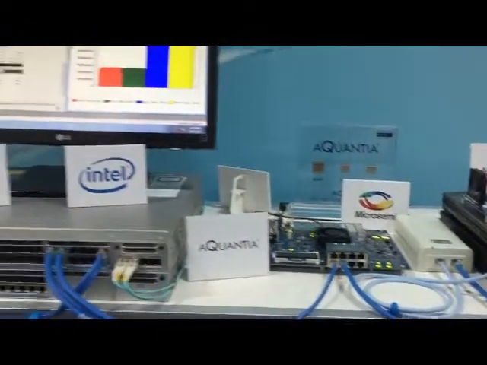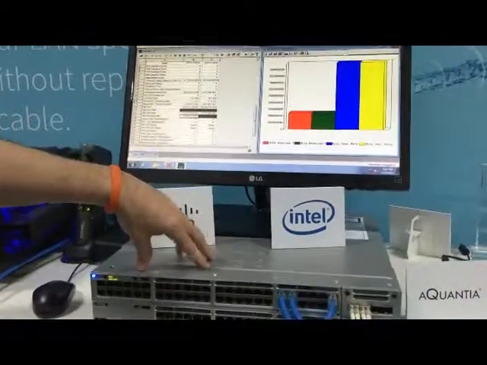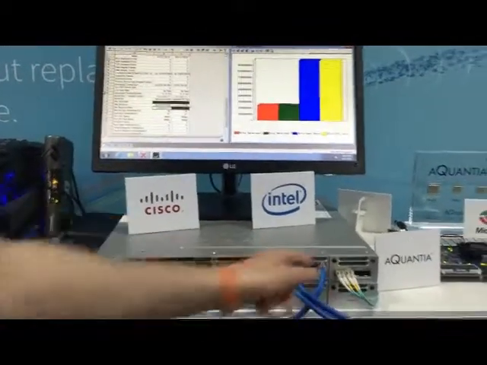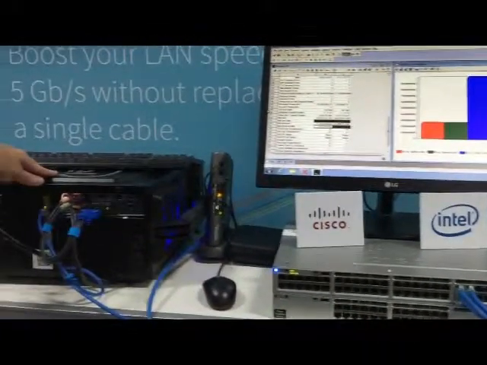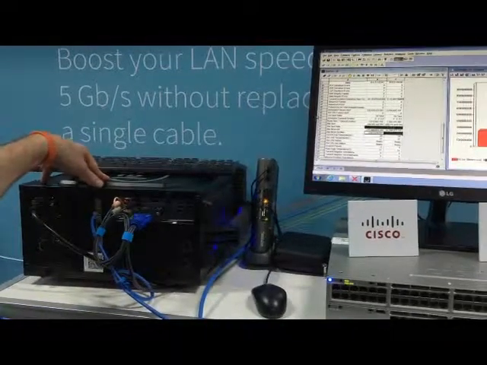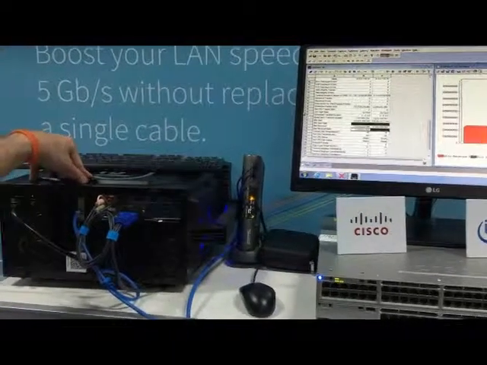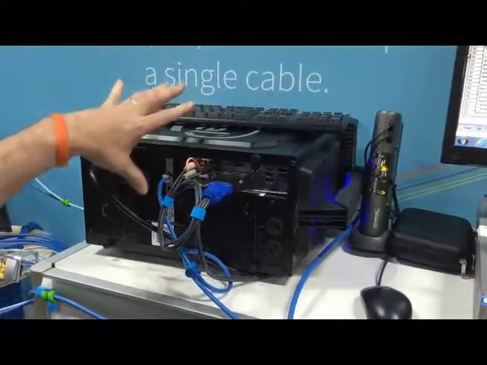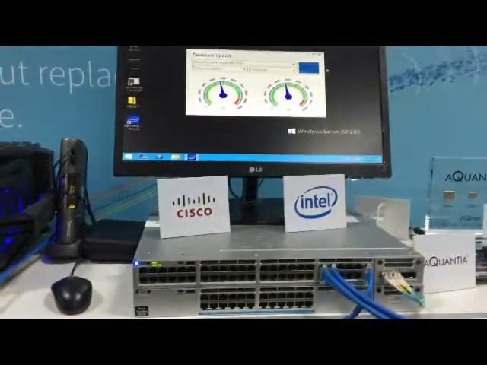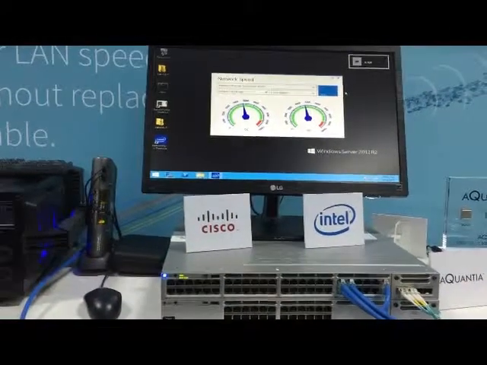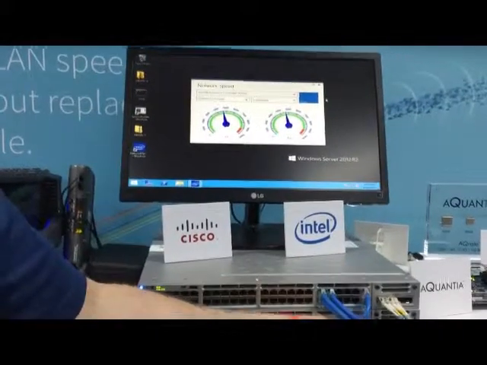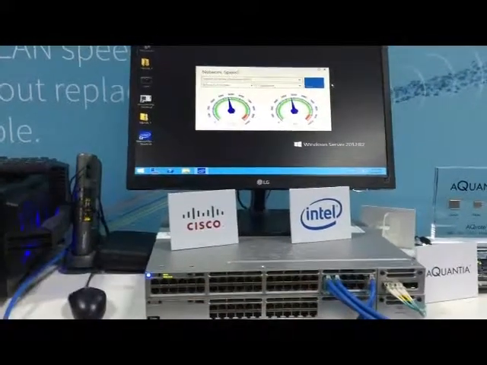So moving back here, we showed the Cisco switch driving the 2.5 gig, and also attached to the switch on these two ports is a next generation dual port 10GBASE-T product from Intel that'll be launching later this year. And this product is actually capable of driving not only the 1 gig and 10 gig over copper, but as you can see here, I'm actually driving 5 gigabits over Cat5 cabling.